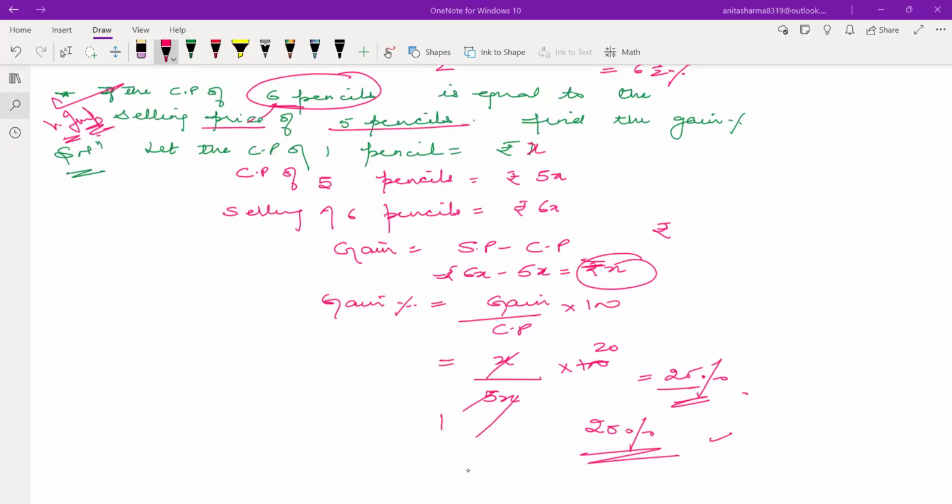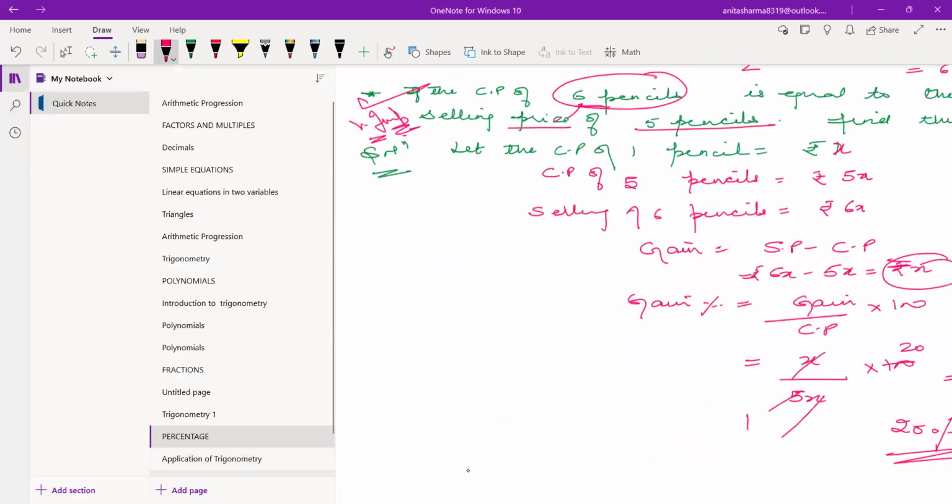Ma'am, your screen is not visible. Yes, beta? Did you screen share, ma'am? No, now I have shared. Okay, I was just explaining orally.